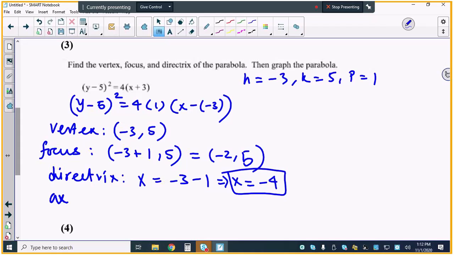Axis of symmetry is the horizontal line y equal to the y coordinate of the vertex, which is 5 units.